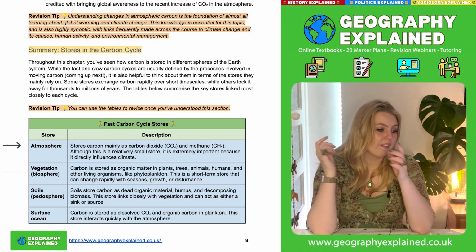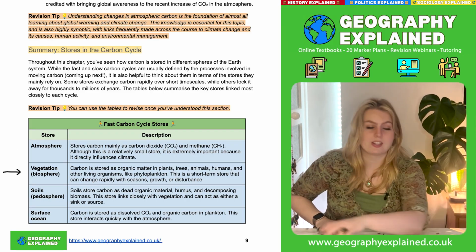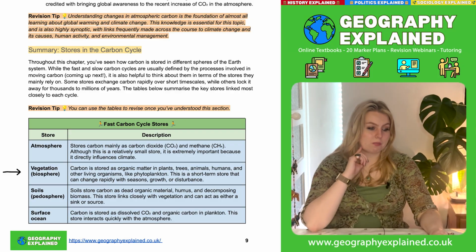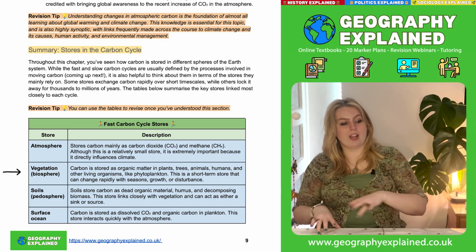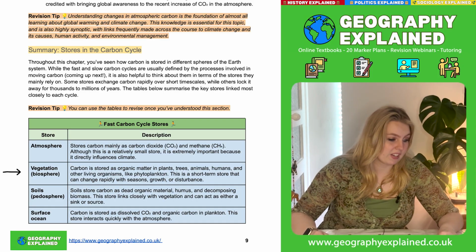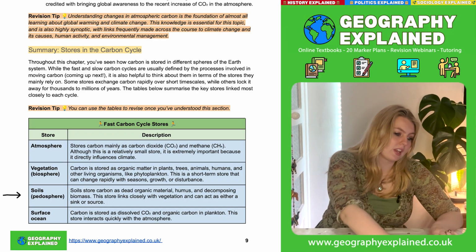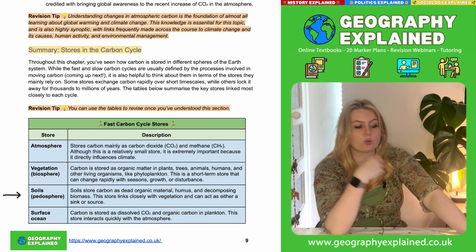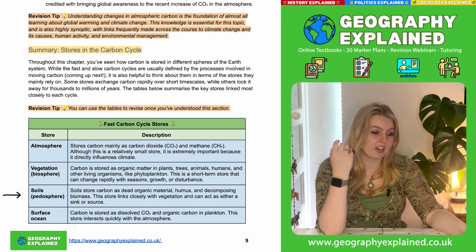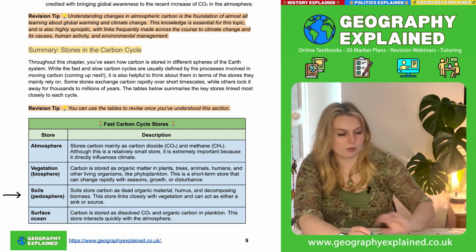Vegetation, so carbon is stored as organic matter in plants, trees, animals, humans, and other living organisms, including phytoplankton, which means it's a short-term store and can change quite rapidly with seasons, growth, or any type of disturbance to that. Soils store carbon as dead organic material. They store it in humus and in decomposing biomass as well, which really links very closely with vegetation.